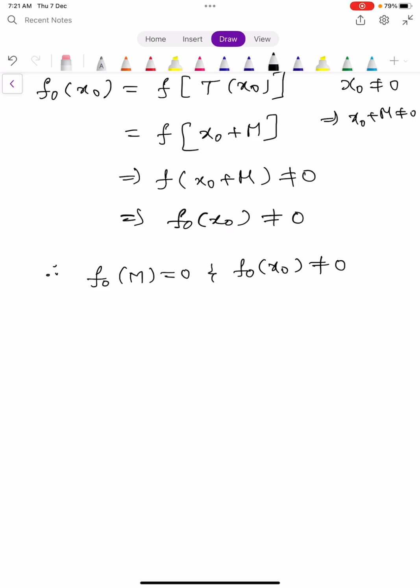Hence there exists a functional in N star satisfying the above properties: f naught of M is equal to 0 and f naught of x naught is not equal to 0. This completes the proof of our theorem.